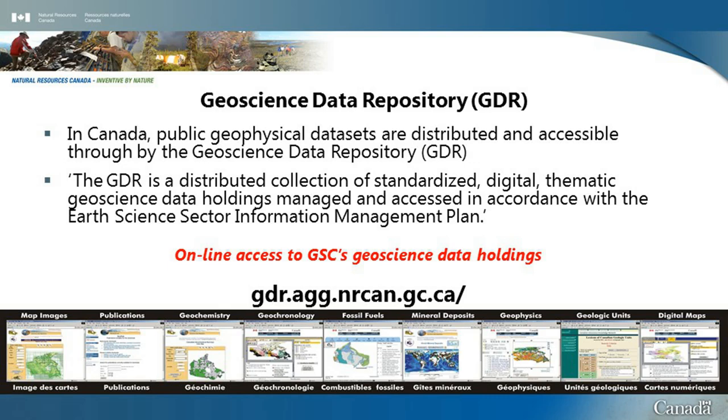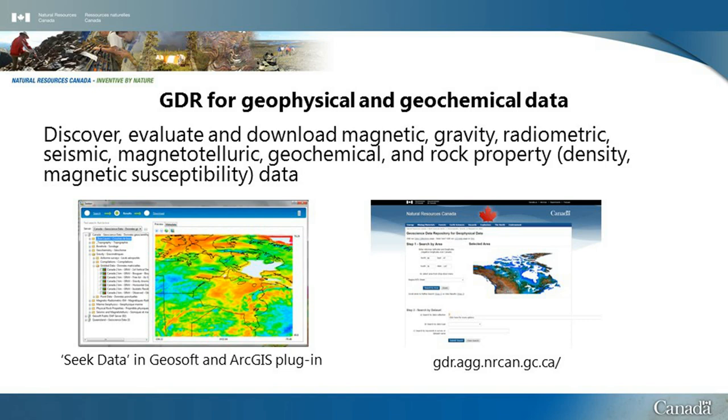So the GDR allows you to discover and evaluate these data sets. You can get it through the Seek Data in Geosoft, as well as an ArcGIS or MapInfo plugin, or through the GDR website. And it's really nice because, for the GDR website, you can search specific NTS sheets and grab all the data we have there. You can search by zooming in on the map and grab the data that way, or enter specific geographic coordinates and see all the data that's available within that block.